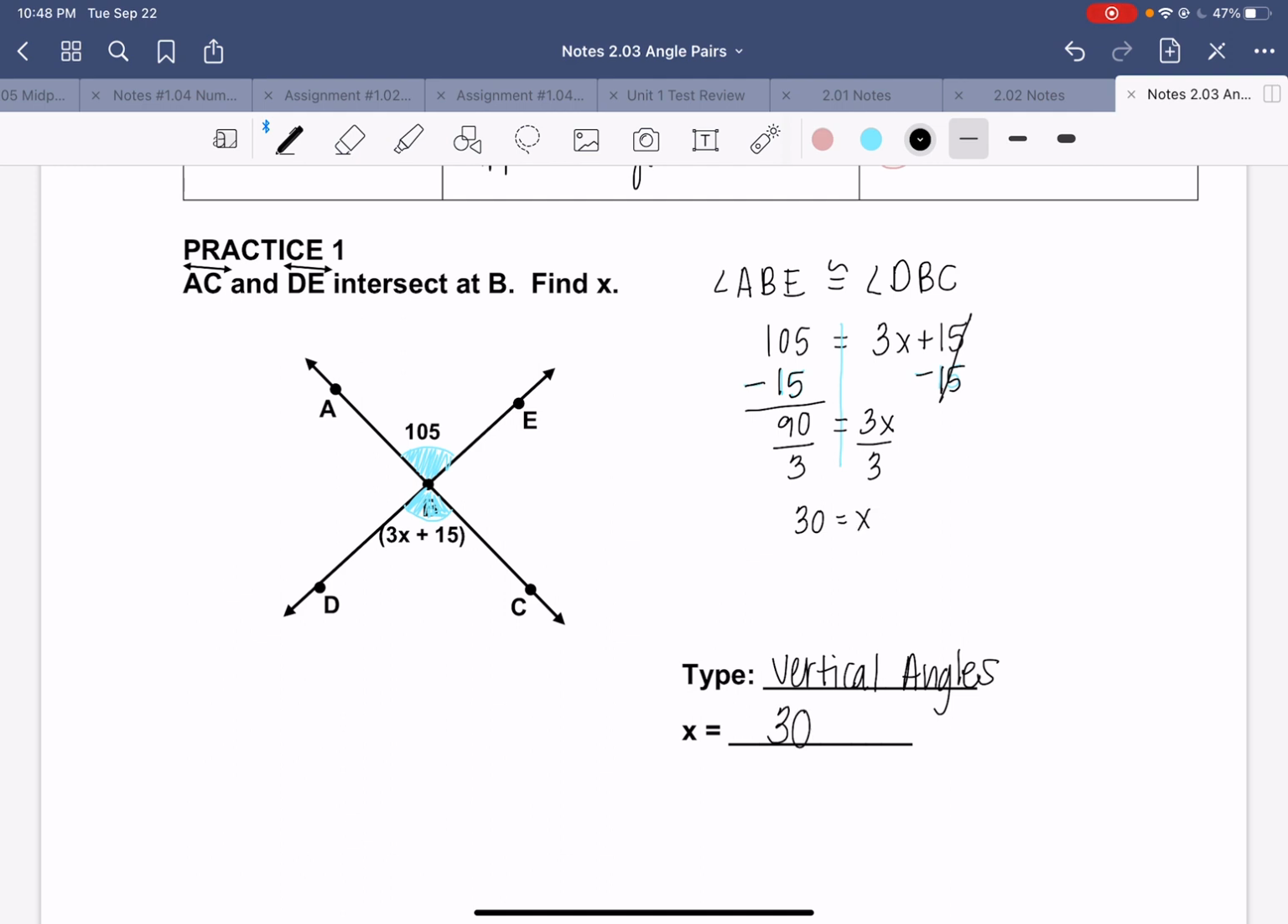Here, surprisingly, it obviously is going to ask you for x because you know the value of the angle.